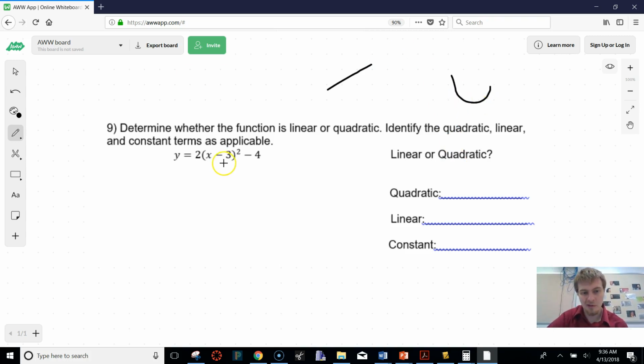And when I look at this, I go, oh, it's going to be shifted to the left or right 3. It's going to be shifted down 4. And it's going to have a slope of 2 over 1. And because it has a squared, it's going to make that U-shape. So this is a quadratic.